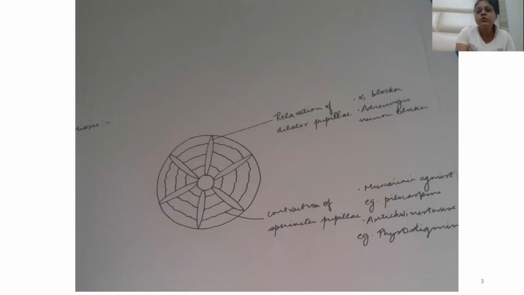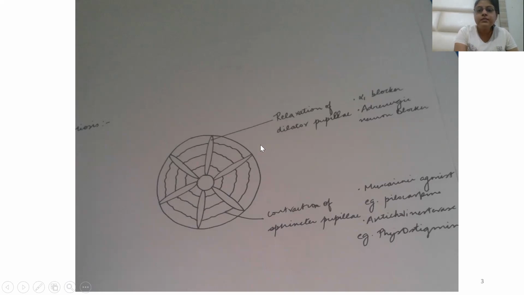And now I'm going to discuss with you meiosis. Meiosis means constriction of the pupil. This constriction of the pupil, or the contraction of the sphincter pupillae, happens when M3 receptors are stimulated. There will be contraction of the sphincter pupillae muscle, leading to meiosis, that is, decrease in size of the pupils. This happens with M3 receptor agonistic drugs like pilocarpine or anticholinesterases, which inhibit acetylcholinesterase breakdown, such as physostigmine.